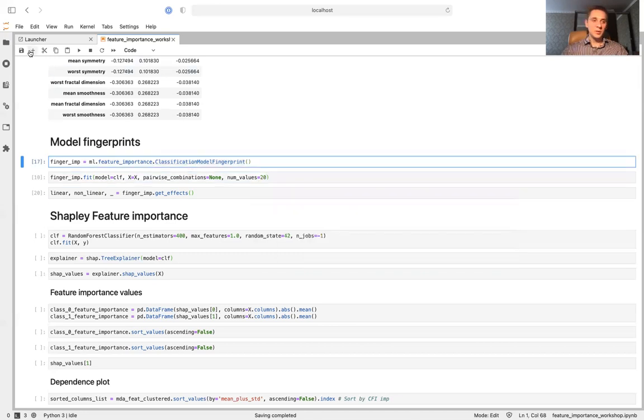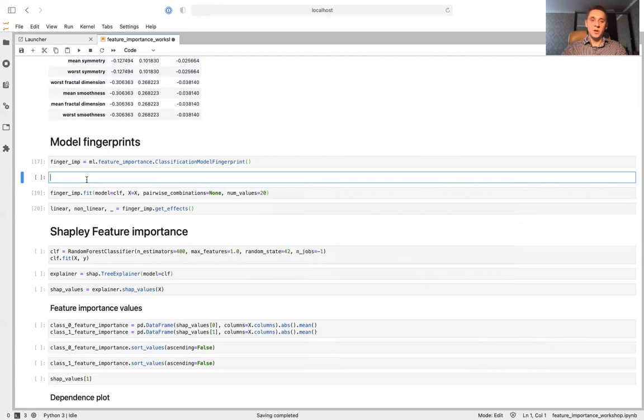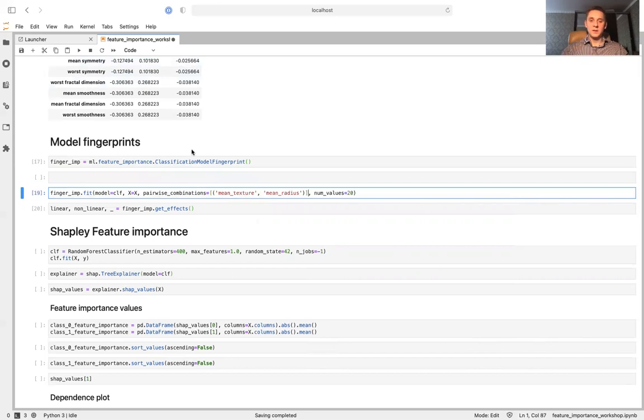So if, for example, you would like to test for mean texture and mean radius, you should pass this data structure into your model fingerprints algorithm. And the final value is number of values. So actually, how does model fingerprints work?